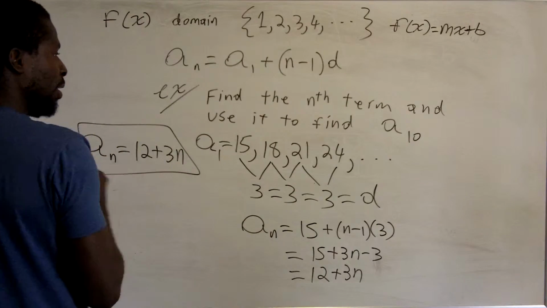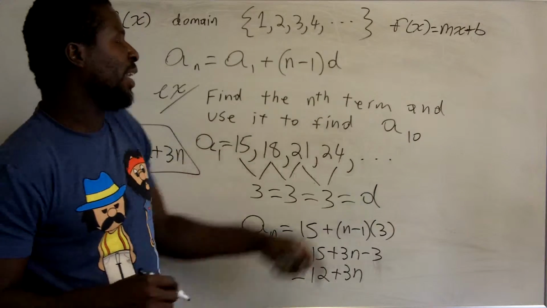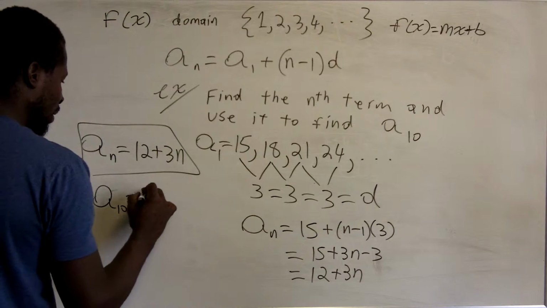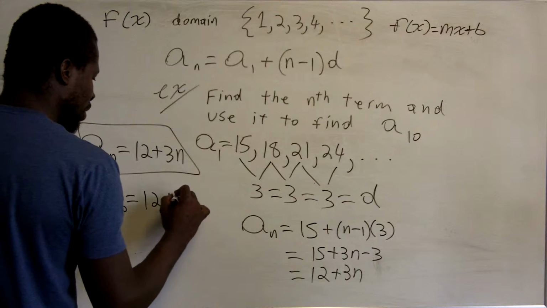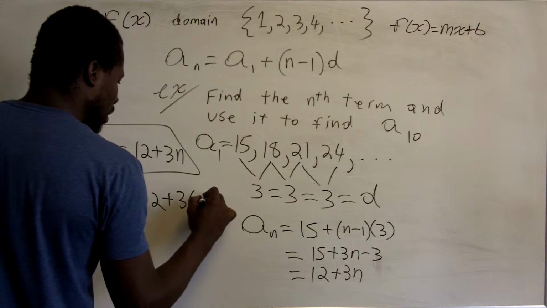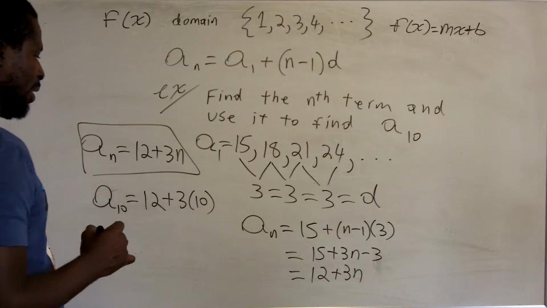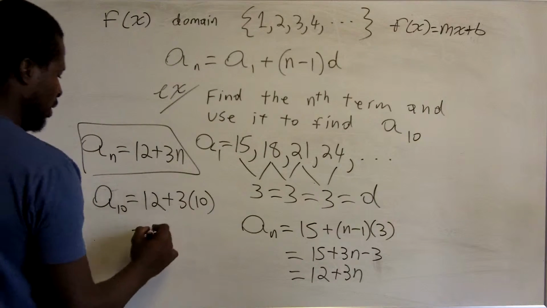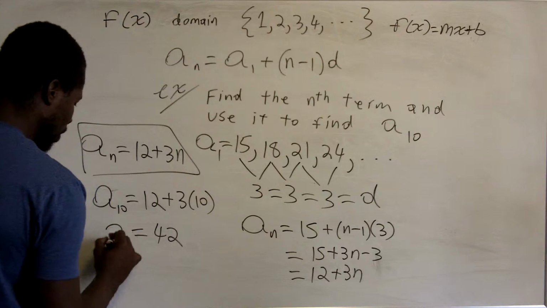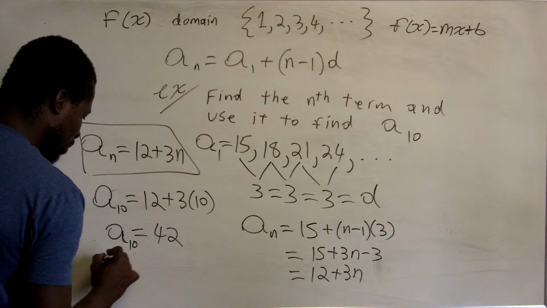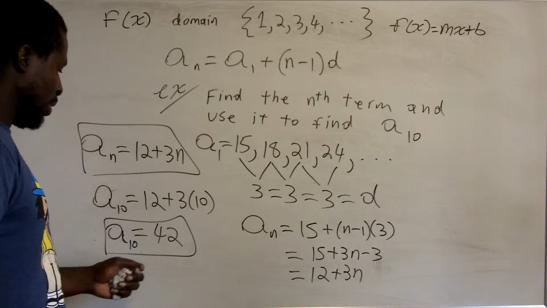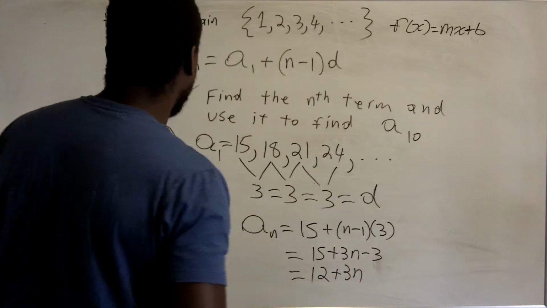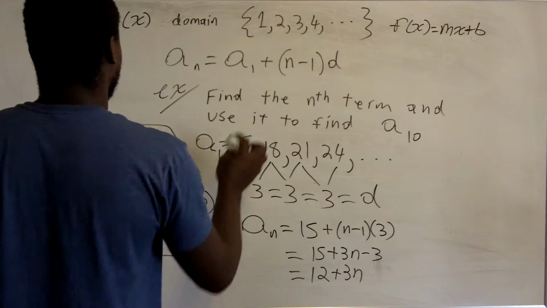So there's an. They ask us to use that to find the 10th term. So the 10th term, a10, is equal to 12 plus 3 times 10. 3 times 10 is 30. So this is 12 plus 30, which is 42. So the 10th term in this sequence is the number 42. All right, I want to call your attention to one last example here.